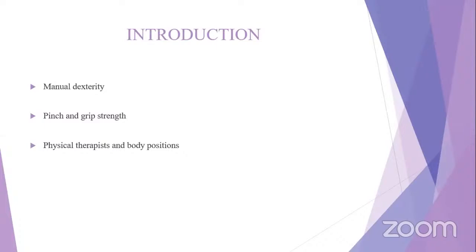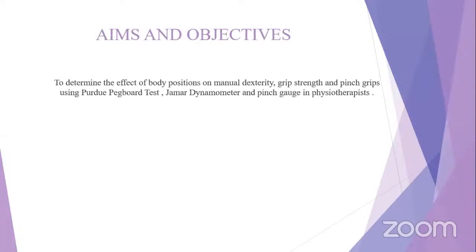on the relationship between hand dexterity, grip strength, and pinch strength, and their relationship with body positions, particularly in physiotherapists. That is the reason we have undertaken this study. The aim and objective of my study is to determine the effect of body positions on manual dexterity, grip strength, and pinch grip using the Purdue pegboard test, the Jamar dynamometer, and pinch gauge in physiotherapists.